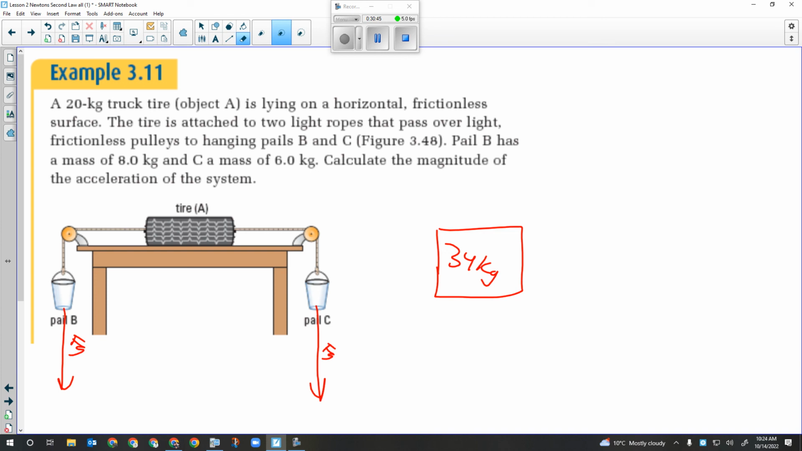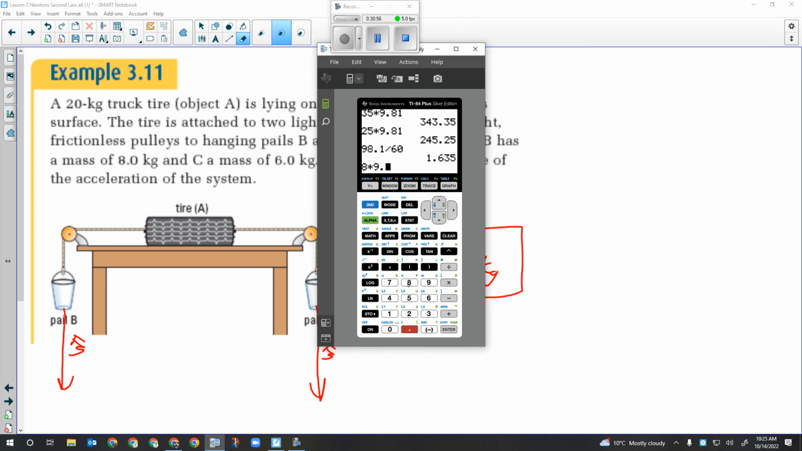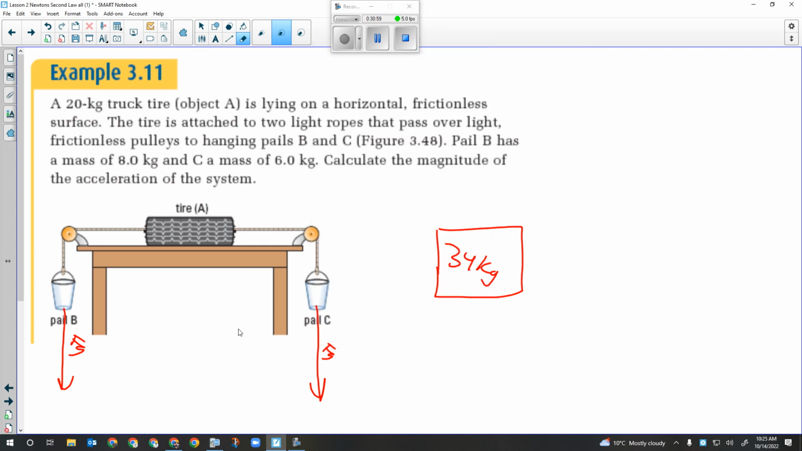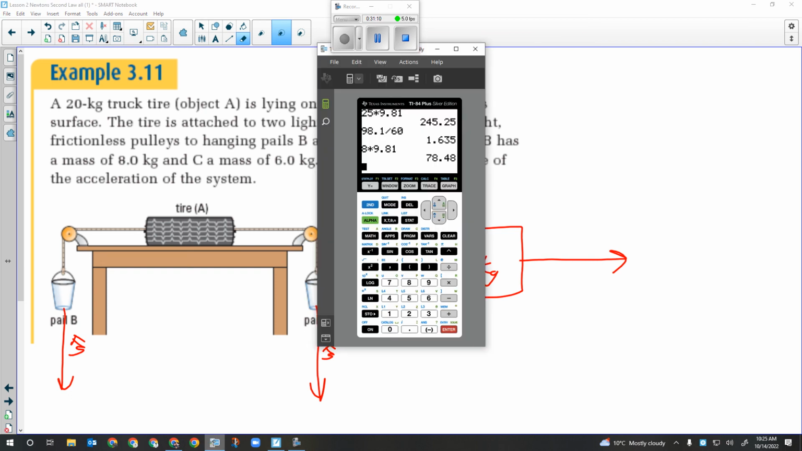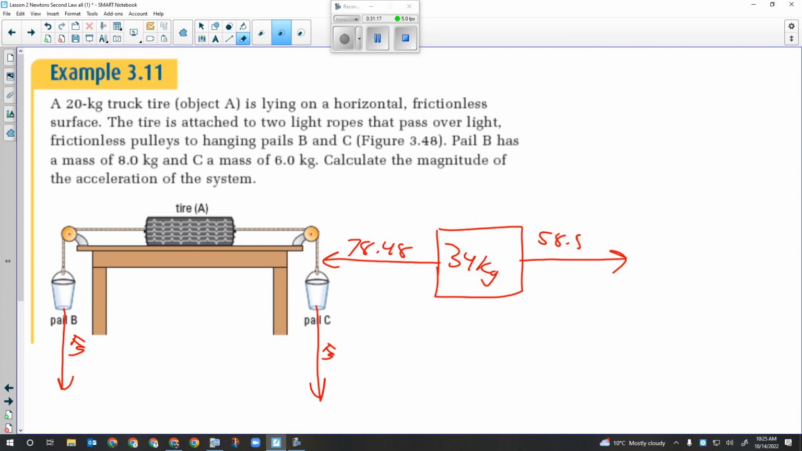Pail B has a mass of 8 kilograms, so the force of gravity on it will be 8 times 9.81, so 78.48. And on this one, on C, we've got 6 times 9.81, so 58.86. What can I calculate now? Net force, the vector sum of all forces. So F net is going to be 78.48 minus 58.86, which should be 19.62 newtons.